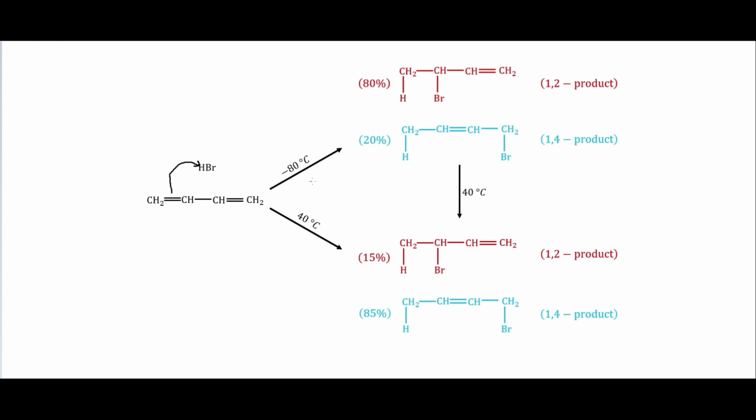And if we do it at this very cold temperature here, then what we will see is the 1,2 product is major. So that'll be about 80% here. And if we then let it warm to 40 degrees, or we carry it out at 40 degrees, we actually see that the 1,4 product is going to be the major one here, so 85%.